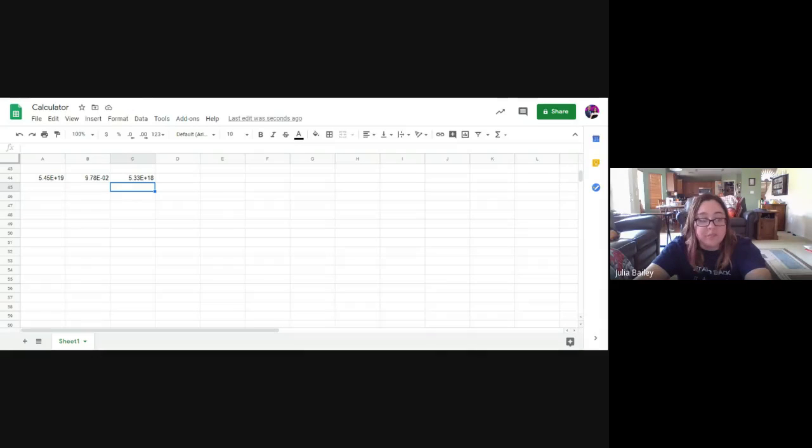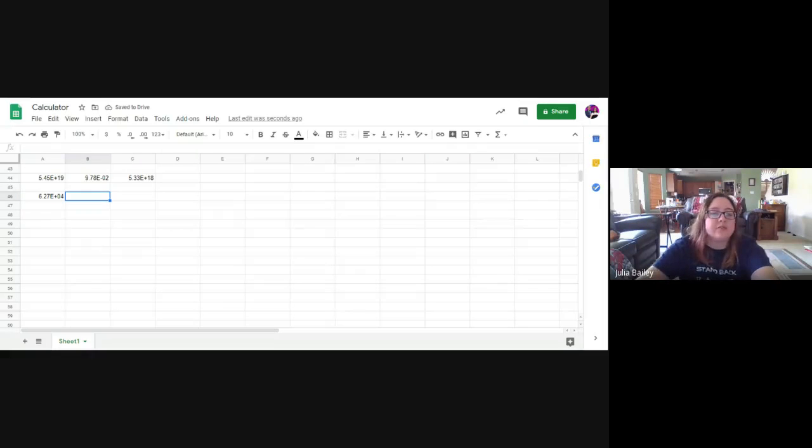5.33 E plus 18, that means times 10 to the 18th power. So what you're going to write down on your paper is 5.33, and then you have to write it, when you're handwriting it, as times 10 to the positive 18. When you type it, you can use the E. When you're writing it, you need to write out the scientific notation. The next problem, 6.27 times 10 to the 4th, so that's E4.